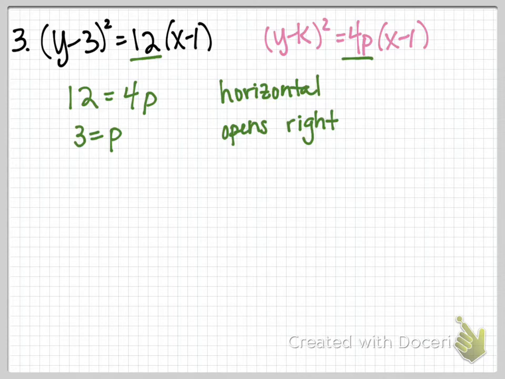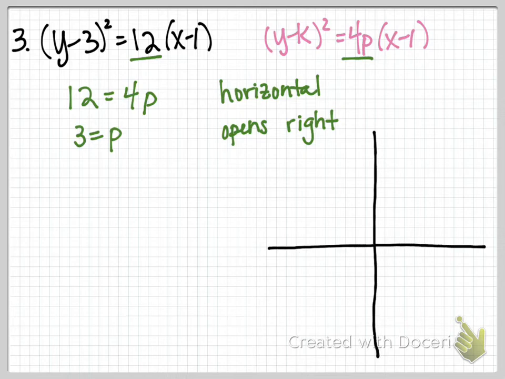So I'm going to go ahead and draw my sketch and then find all of the information that it's asking for. So I have my vertex. Remember, that's the x comma y. X is paired with x, y is paired with y, so my vertex is at the point 1, 3. So I'm going to go ahead and graph that.